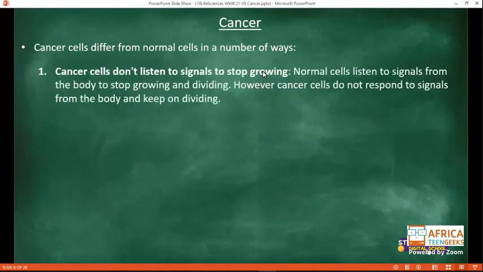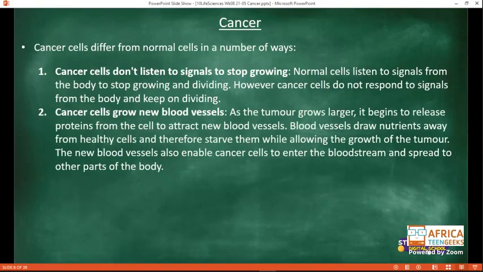At first, these cancer cells don't listen to signals, like I said, and these signals are mechanisms or gene mutations. Remember, healthy cells are controlled by genes and other mechanisms. Normal cells listen to signals from the body to stop growing and dividing. However, cancer cells do not respond to these and they keep on dividing. That is why we said these cancer cells divide uncontrollably.